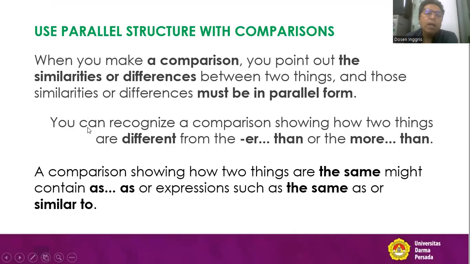You can recognize a comparison showing how two things are different when we have the pattern than and then more than. So when we are comparing something and the two things are different, we use the pattern than and more than. And when we are comparing something in which the two things are the same, we can say the same as, as blah blah blah as, or similar to.